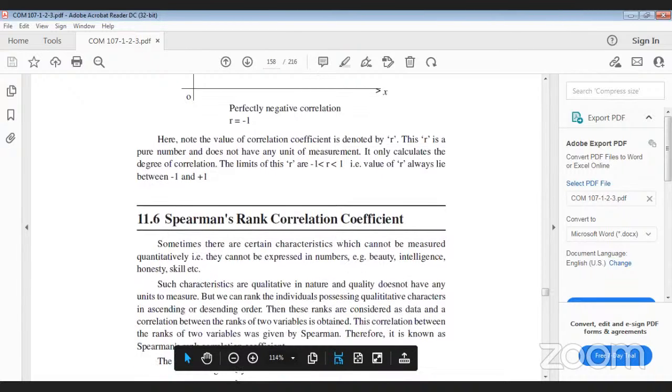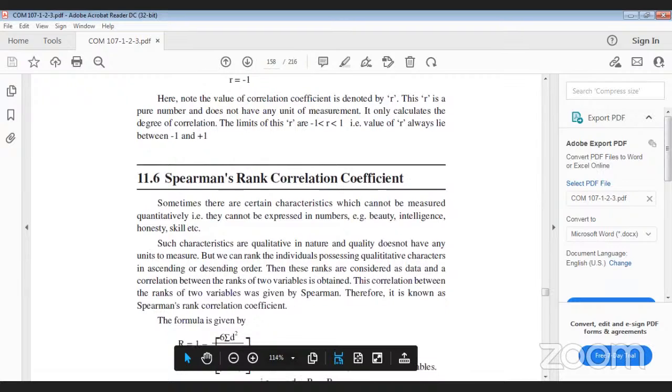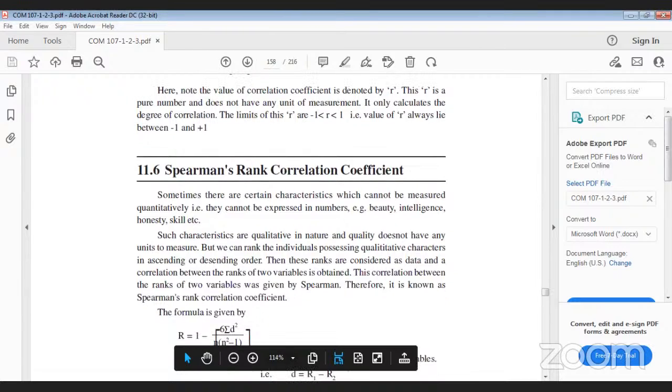Sometimes there are certain characteristics which cannot be measured quantitatively, that is, they cannot be expressed in numbers, like intelligence and honesty. For this purpose, we can rank individuals possessing qualitative characters in ascending or descending order. Then these ranks are considered as the data, and the correlation between the ranks of the two variables is obtained here.